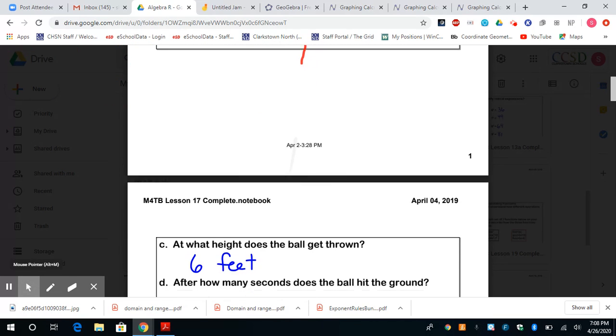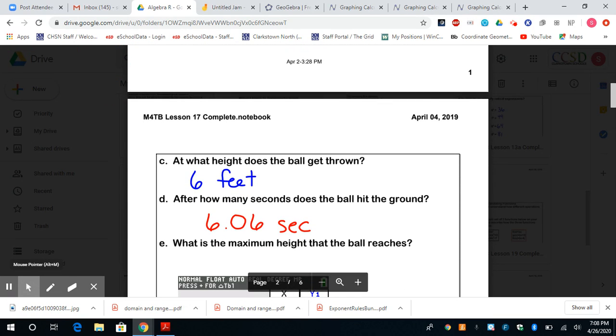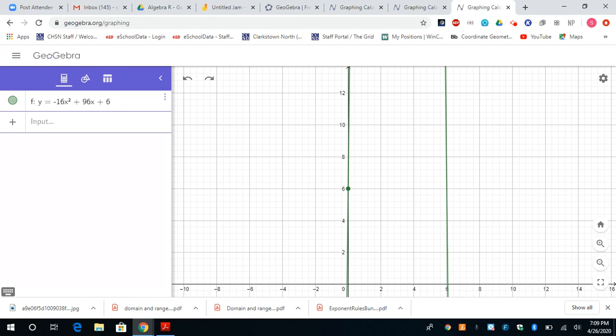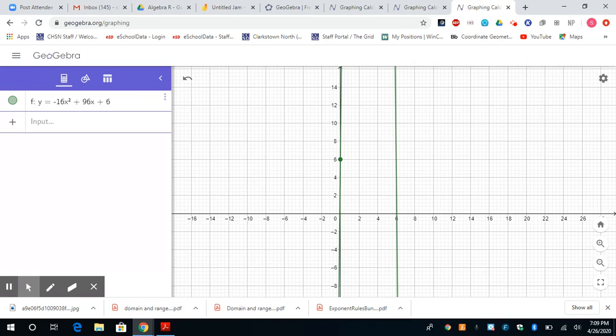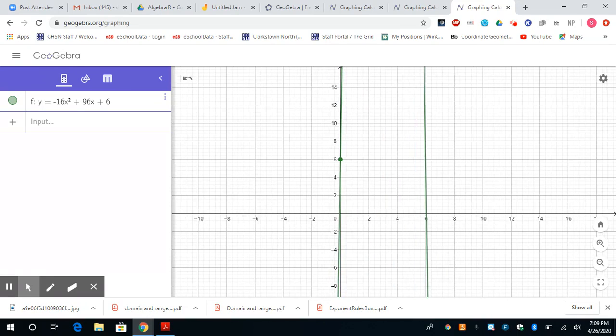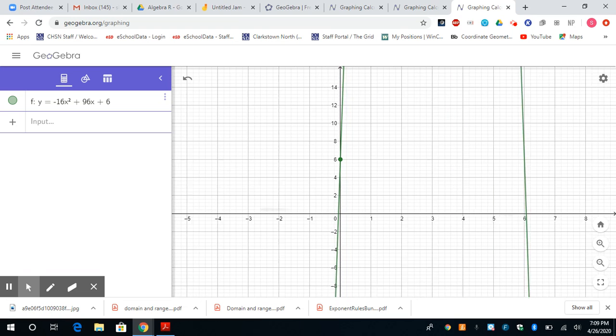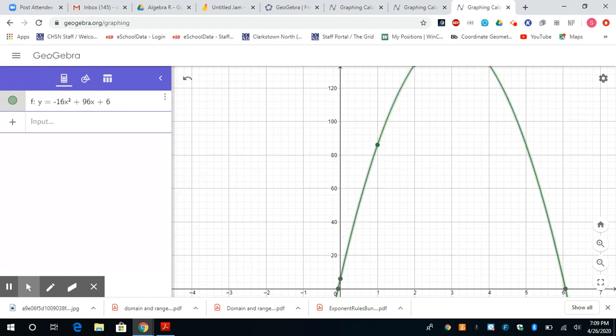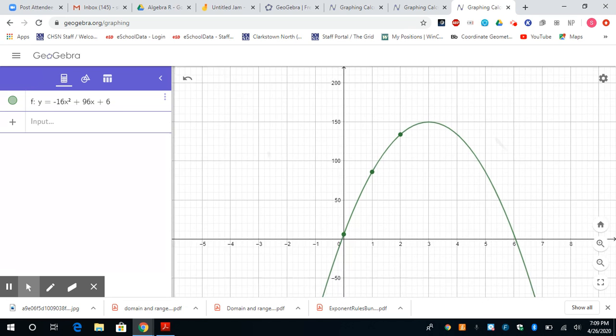All right, so with the questions here, it says at what height does the ball get thrown, and after how many seconds does the ball hit the ground? So if you go into GeoGebra or if you go into your graphing calculator, you can use either one. So I've graphed our function here, and it's a pretty long one, and you can kind of play around with the axes here. Look, you can make them big or small. You can shorten this length here, so we can kind of see that arc.